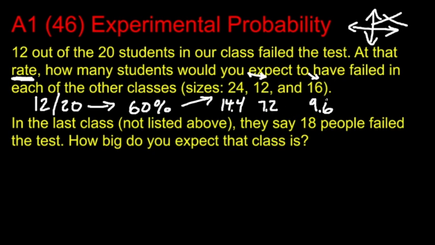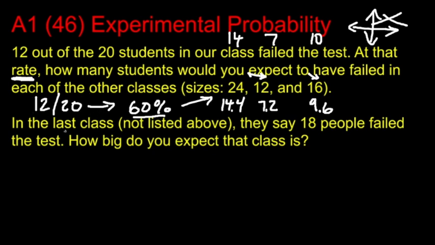And I want you to remember that when we're talking about people or objects that can't be split up, you're going to want to do some rounding. All right, so I might say we expect 14 people to fail in the class of 24, and we expect 7 people to fail in a class of 12, and we expect 10 people to fail the test in a class of 16.